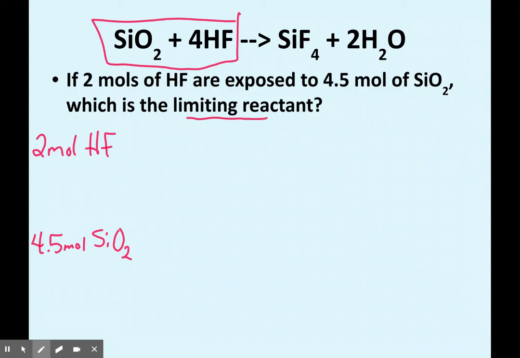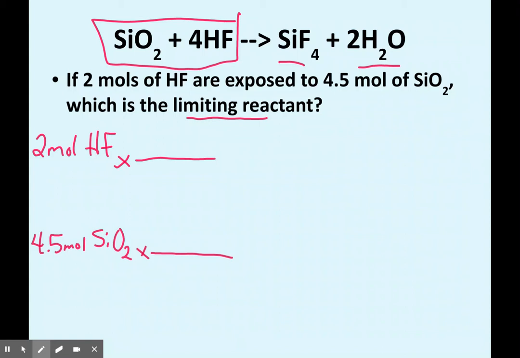So we need to see which of these is going to make the least amount of product. At this point, if it doesn't tell you which product to go to, you can pick one. So we can either pick SiF4 or we can pick water. I'm just going to pick water because everybody likes water. So we're going to take both of these and convert them to moles of water, because moles to moles is going to be fewer steps than if we go moles to grams.